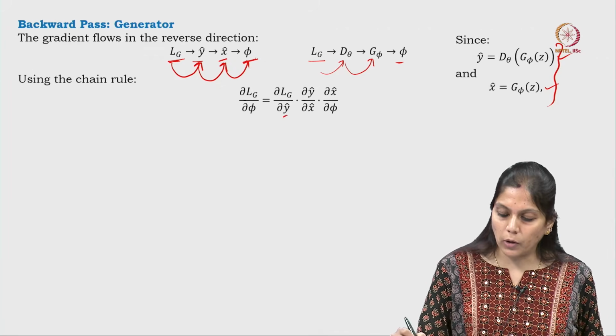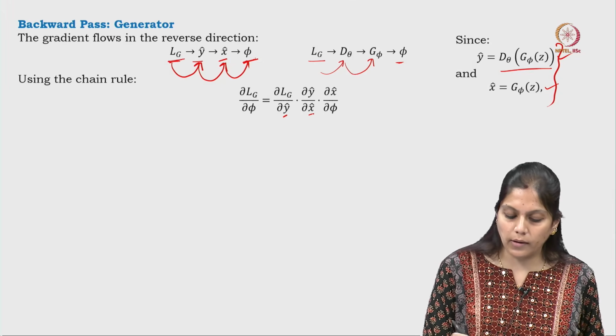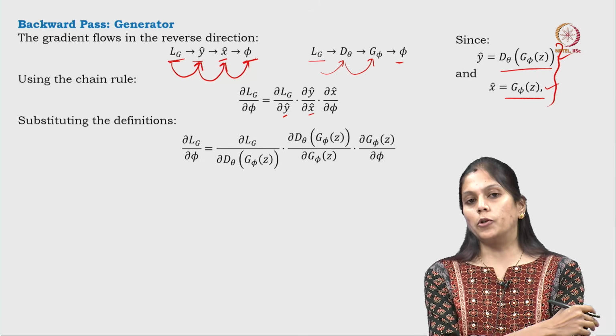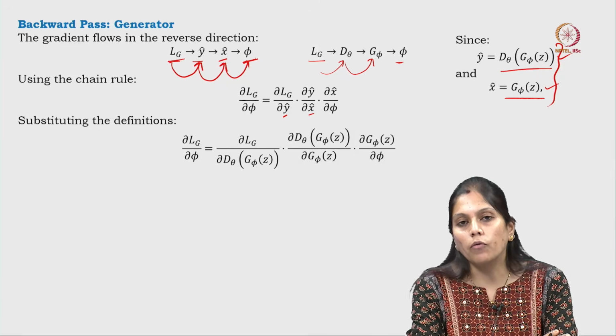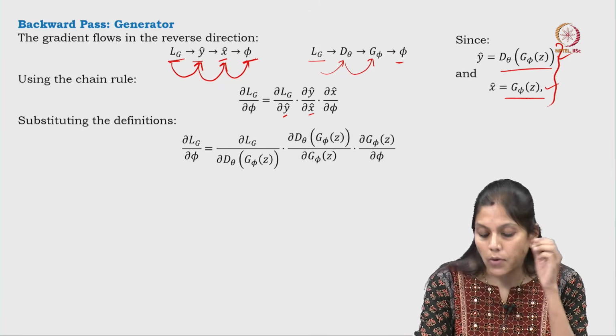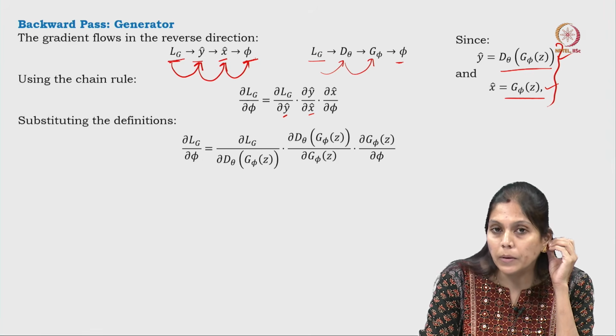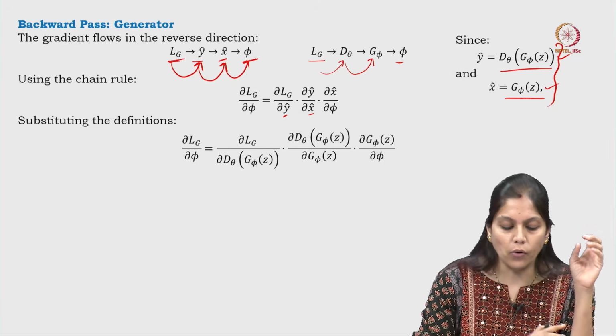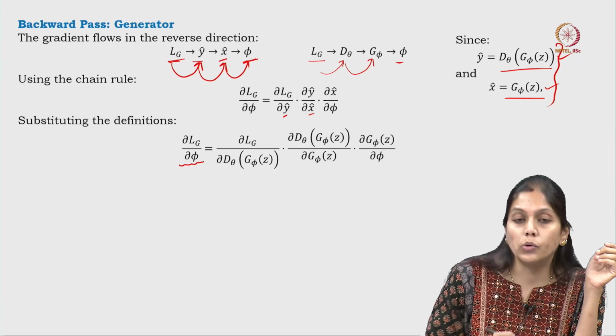In this y hat, can you bring this value? At this x hat, can you bring this value? Is it not? It looks something like this. Substituting the definitions, the derivative of loss with respect to phi, have you not reached this point? So, all of these are easily differentiable. Therefore, we have got this value.